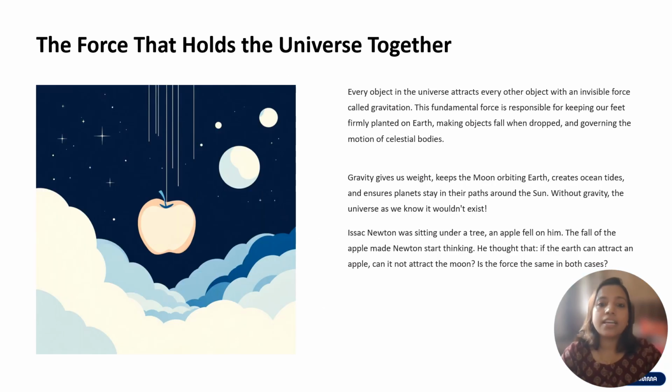Gravitation is a force that holds the universe together, and every object in the universe attracts every other object with an invisible force called gravitation. Gravity gives us weight, keeps the moon orbiting the earth, creates ocean tides, and ensures planets stay in their paths around the sun. With the same logic we can explain how planets move around the sun as well.